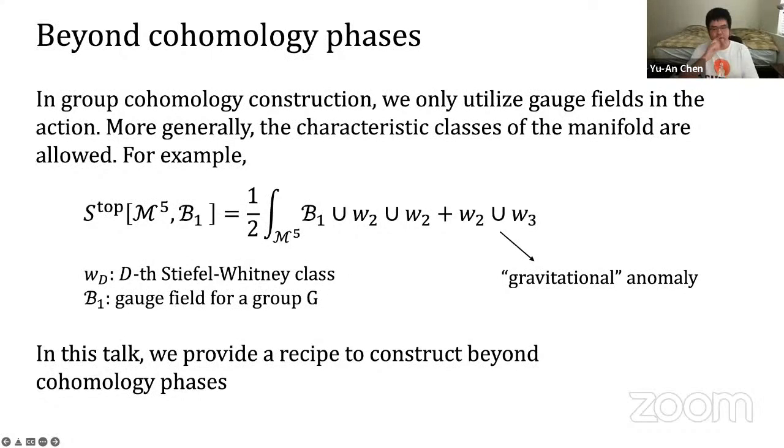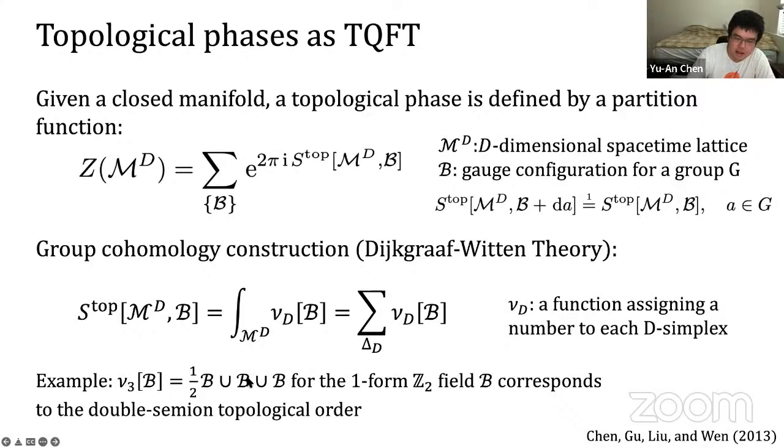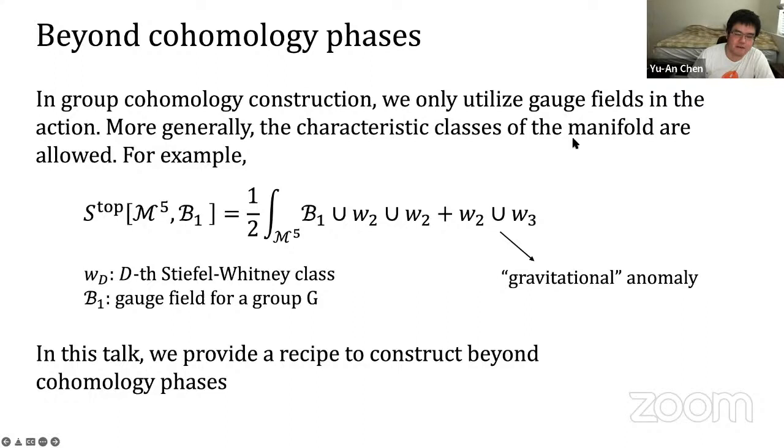Okay, so something new is the beyond cohomology phase. In the previous example, I only used the B field, the background gauge field for some symmetry group, to write down the action. But in principle, we can also utilize the characteristic class of the manifold to write down the action. For example, given a manifold, we can define the tangent bundle, and the tangent bundle has certain characteristic classes.